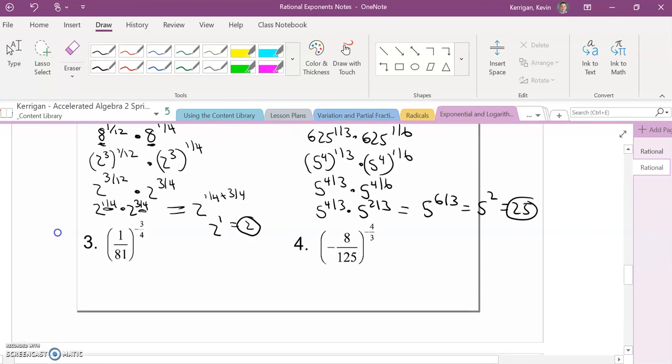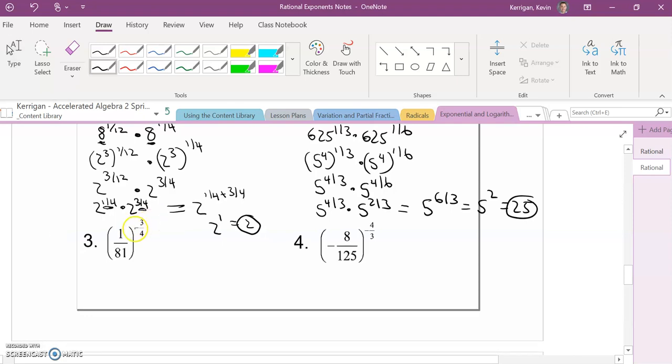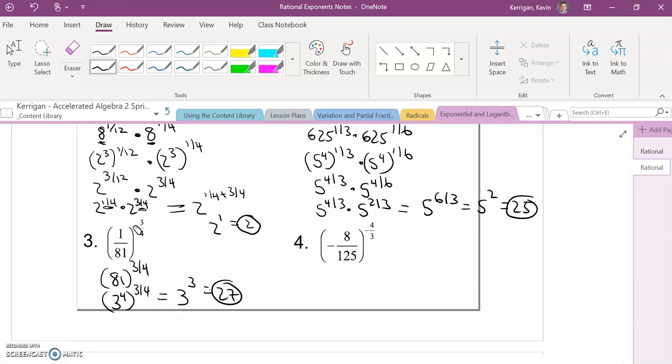Number 3. Same thing here. Now, I'm raising to a negative exponent. So remember, laws of exponents, if I have a fraction raised to a negative exponent, I can flip that fraction and make it a positive exponent. 81 is one of those powers to recognize. That's 3 to the 4th power raised to the 3/4. Multiply exponents is going to give me 3 to the 3rd power, which is 27. Okay?